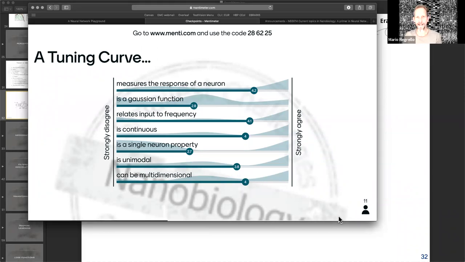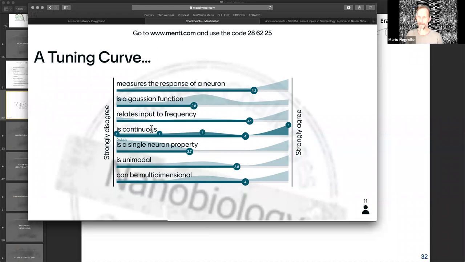Now, a tuning curve measures the response of a neuron to a certain stimulus dimension, right? So I haven't actually written the entire line there. It does measure the response of a neuron, but it's not simply a firing rate, of course. It's a firing rate as a function of something else that you vary continuously, right? So to make sense, it needs to have some sort of continuous support. So your x-axis has to be some sort of variable that you select to have a continuous representation.